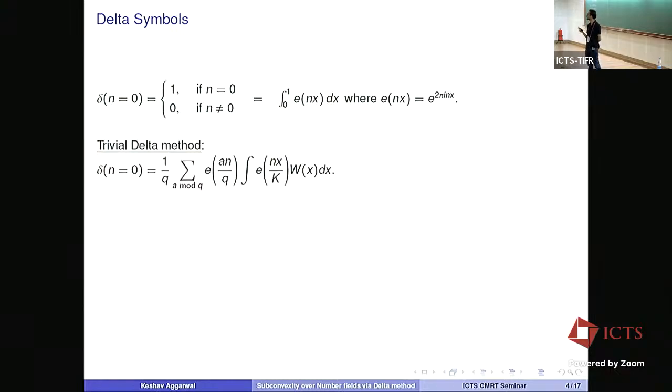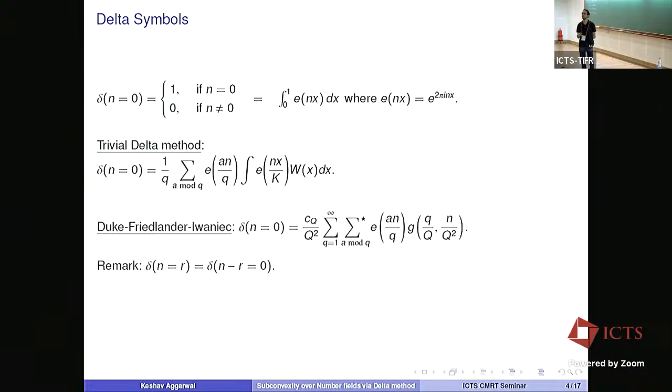One is the trivial delta method, which essentially takes this particular length and breaks it apart into arcs of length 1 over q. So the point being that the number of harmonics that you're using in order to detect whether a certain integer is 0 or not is q many. Over here, this k and this q are two parameters. And I did not write it, but for this delta method to work, this parameter q has to be bigger than this parameter k. But the point is that if you look at these additive characters, there are q of those.